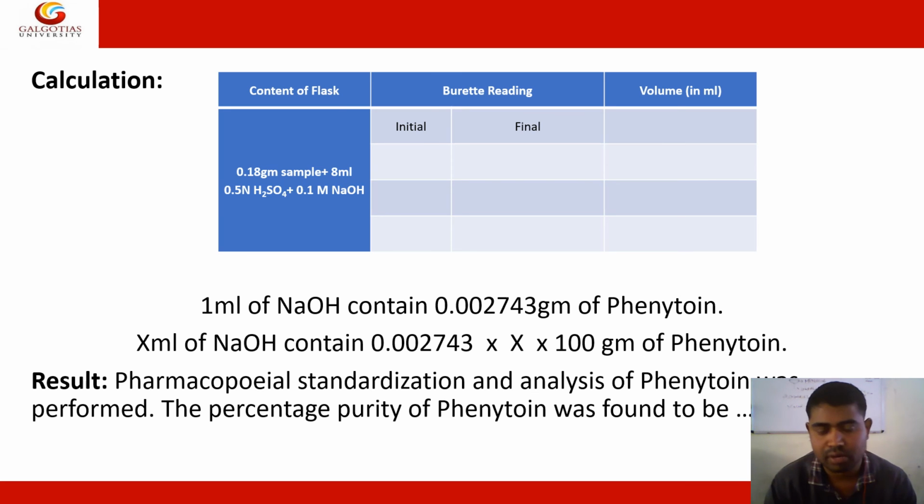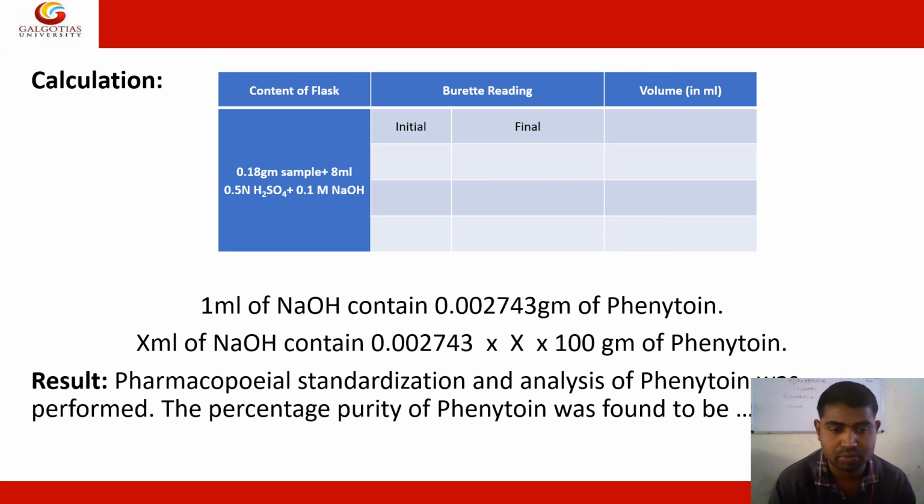As you know that 1 ml of sodium hydroxide solution is equivalent to 0.02743 gram of phenytoin, in a similar way, x ml, or whatever amount is consumed by the conical flask, you just have to multiply it with this 0.0274 gram of phenytoin. When you multiply the entire consumed volume with the standard amount of phenytoin, you then multiply it with 100, and you will get the exact percentage yield or percentage purity of this sample, whatever amount of phenytoin it contains. So you just have to write this amount in the result portion.